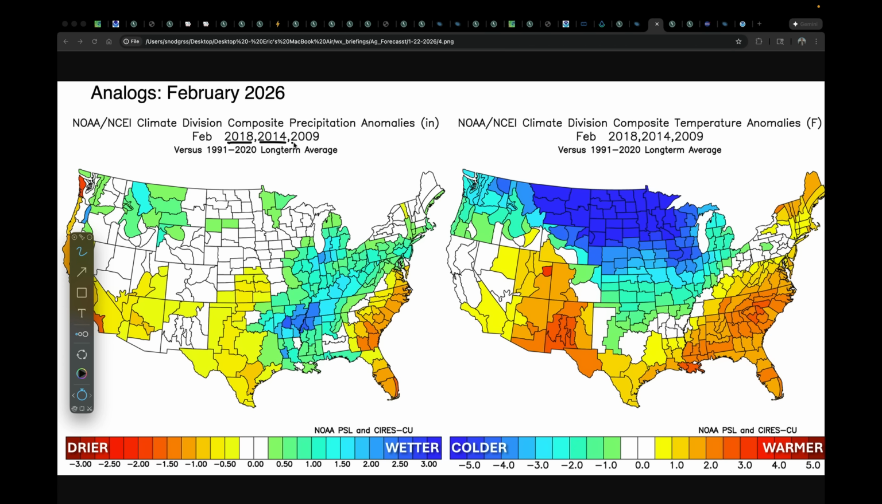The years I'm most closely using tended to be wetter in this area, snowier in this area, with access to plenty of cold air in the month of February. We tended to run the risk of being drier in the Plains, drier in the Southeast. Again, these are just my analogs to give you a hint. We haven't talked much about long-range weather all week because of the focus on the storm system.